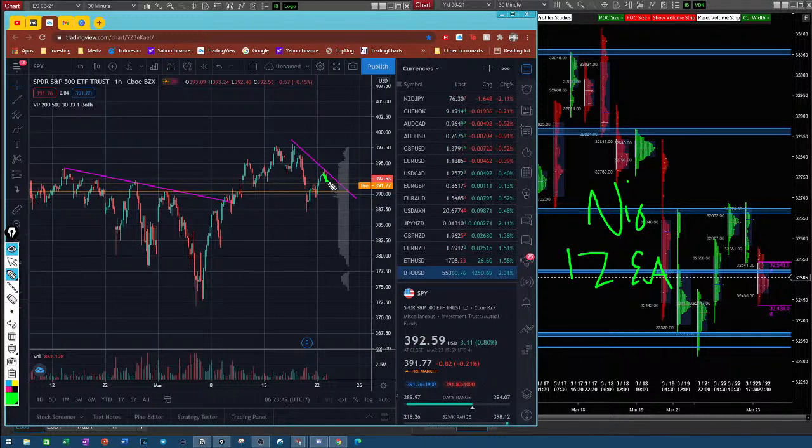So potentially, I'd just be looking for this. I mean, this just looks like a pullback to me. I'd be looking for a continuation to the downside, a retest of 387.50 with a potential break. But again, it's really going to depend on what futures do. Like I said, I think it's largely rotational, if slightly bullish. So we'll just need to see what happens when the market opens here.